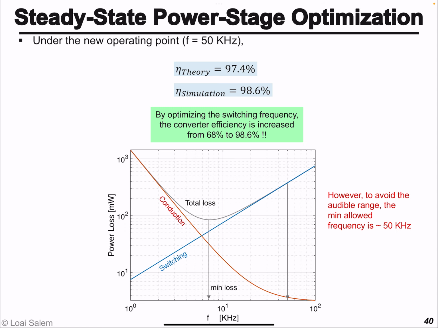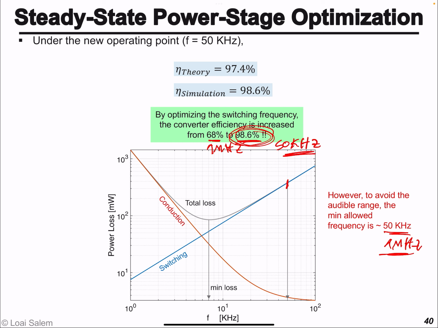And so basically you will see that if we select, say, 50 kilohertz as the minimum, we still achieve decent lower losses in comparison to operating at 1 megahertz. And so the efficiency increases from 68% when we were at 1 megahertz up to essentially 98.68%. And that's all by selecting the switching frequency as 50 kilohertz.